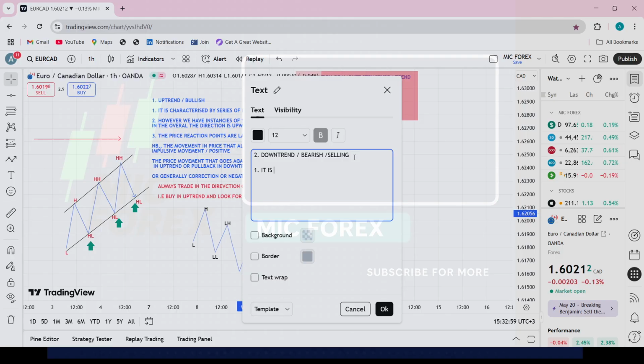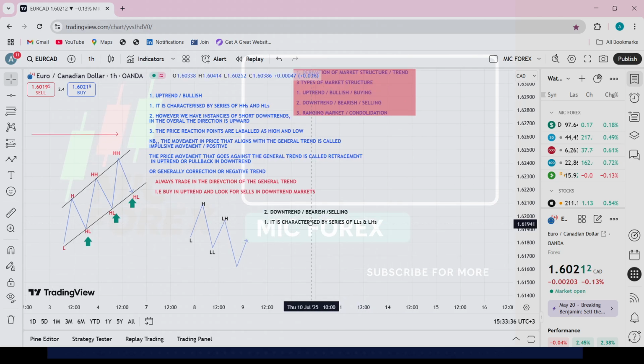So characteristic number one that I have to give you here is to understand that it is characterized by a series. When I say series, it must be from 2 and above. I'm going to be showing you that you cannot identify a trend of just two reaction points. It has to be 2 and above, 2, 3, like that. So a series of lower lows and lower highs.